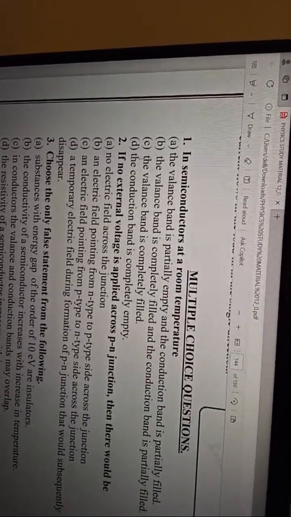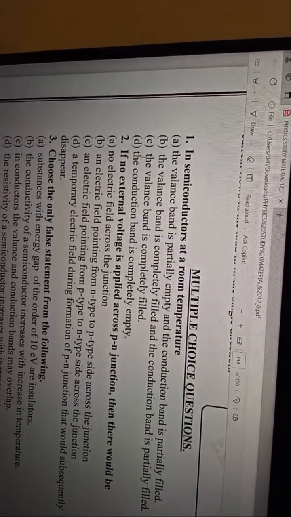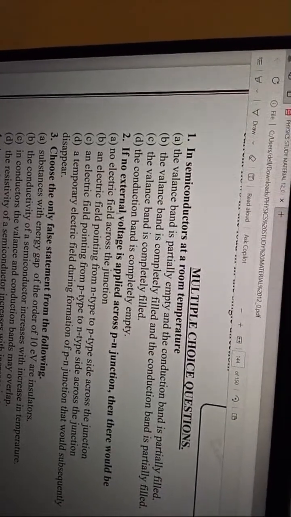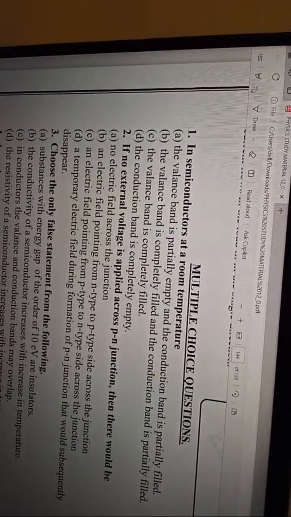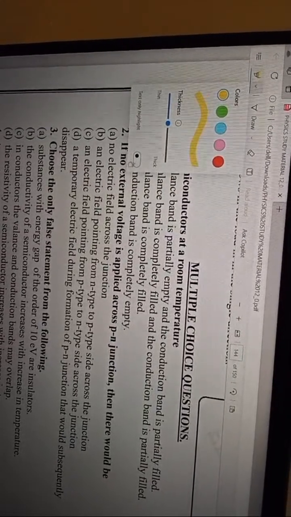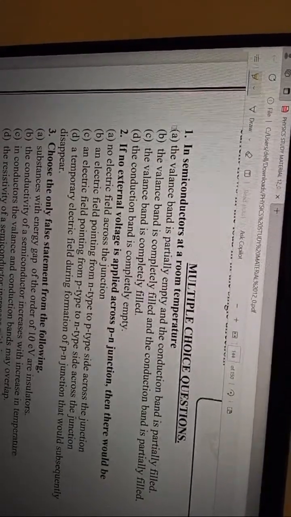In semiconductors at room temperature, the correct answer is the valence band is partially empty and the conduction band is partially filled. So A is the correct answer.